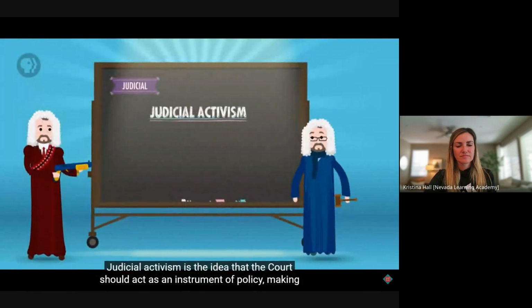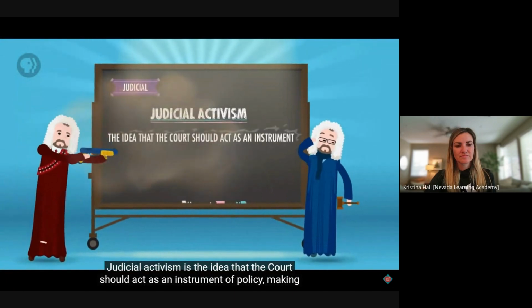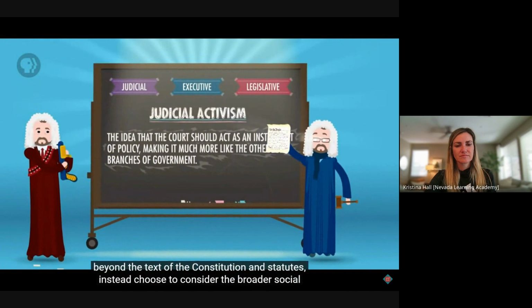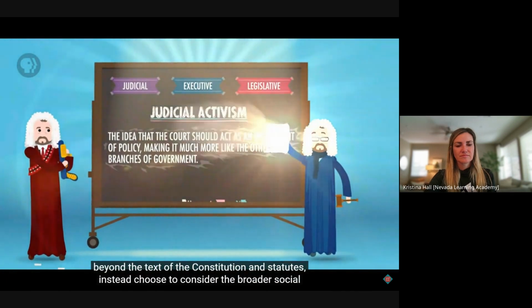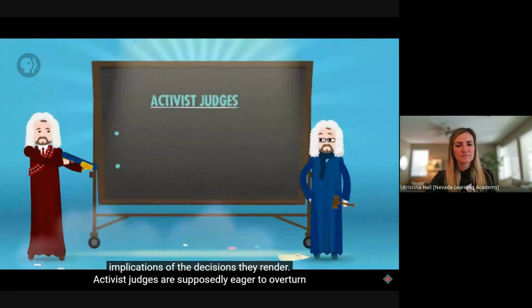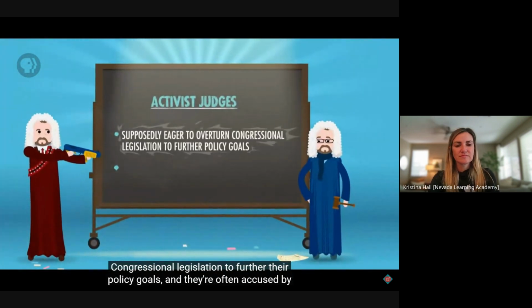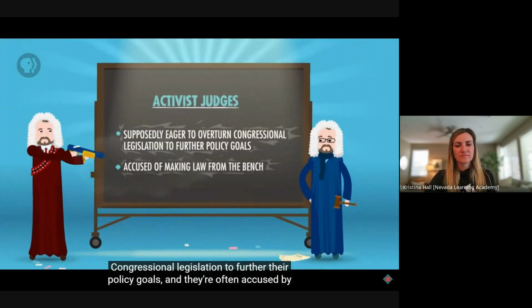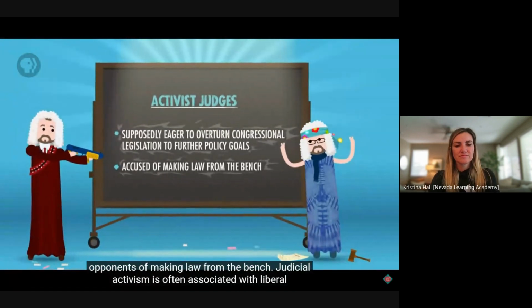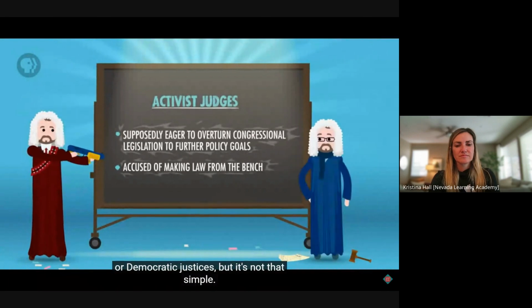Judicial activism is the idea that the court should act as an instrument of policy, making it much more like the other two branches of government. Judicial activists tend to look beyond the text of the Constitution and statutes to consider the broader social implications of the decisions they render. Activist judges are supposedly eager to overturn congressional legislation to further their policy goals, and they're often accused by opponents of making law from the bench. Judicial activism is often associated with liberal or democratic justices, but it's not that simple.